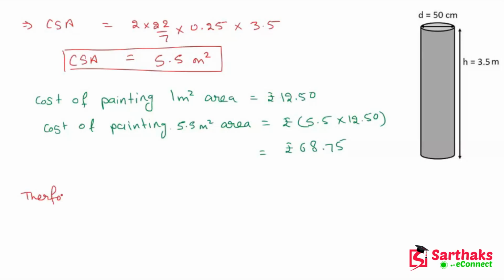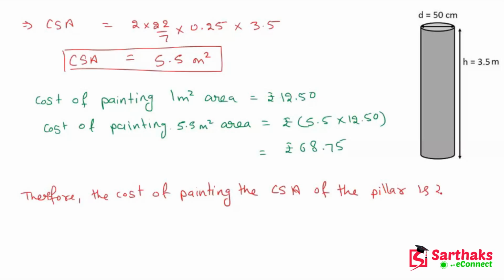Therefore, the cost of painting the curved surface area of the pillar is rupees 68.75. I hope you get this point.